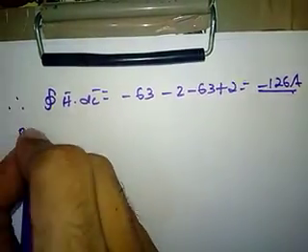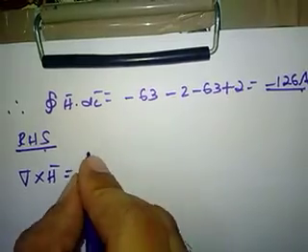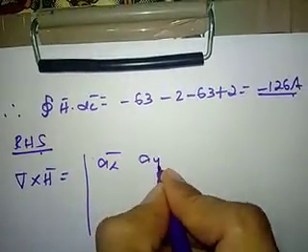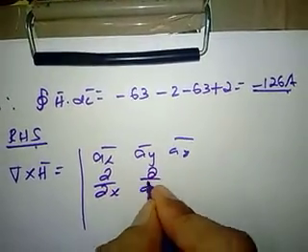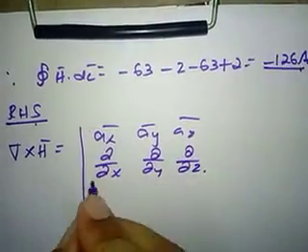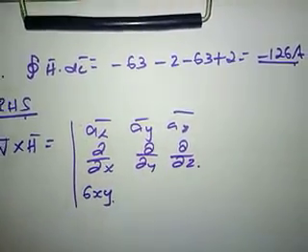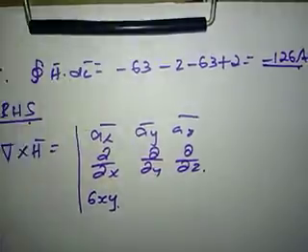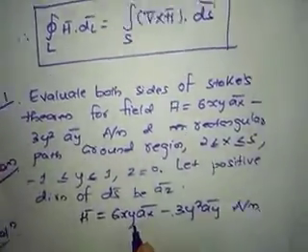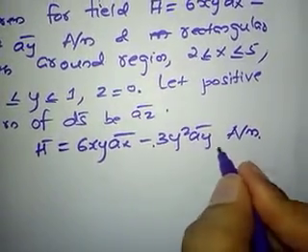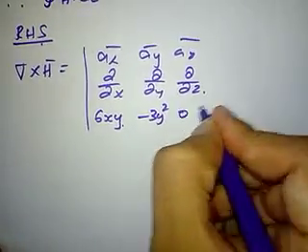Now RHS, evaluate the RHS of the Stokes theorem, del cross h bar. So del cross h bar, this will be ax bar, ay bar, az bar. So dou by dou x, dou by dou y, dou by dou z. If you see the given equation, hx coefficient is 6xy, hy coefficient is minus 3y square, z component is 0. So 6xy, minus 3y square, then 0.